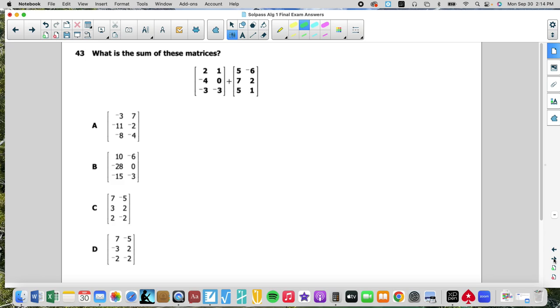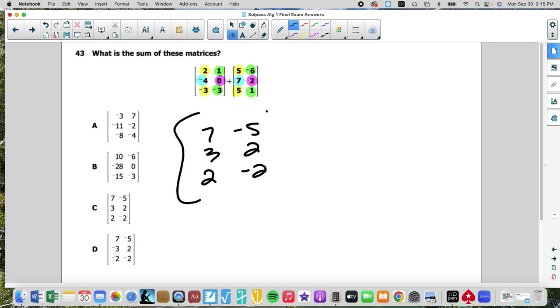What is the sum of these matrices? I love it. I don't teach matrices in 8th grade, but this is great. You just use corresponding parts, and we keep combining the corresponding parts and add them. 2 and 5 make 7, 1 and -6 makes -5, -4 and 7 is 3, 0 and 2 is 2, -3 and 5 is 2, -3 and 1 is -2. So that is going to be my matrix, and that is going to be C. I love matrices, so fun.